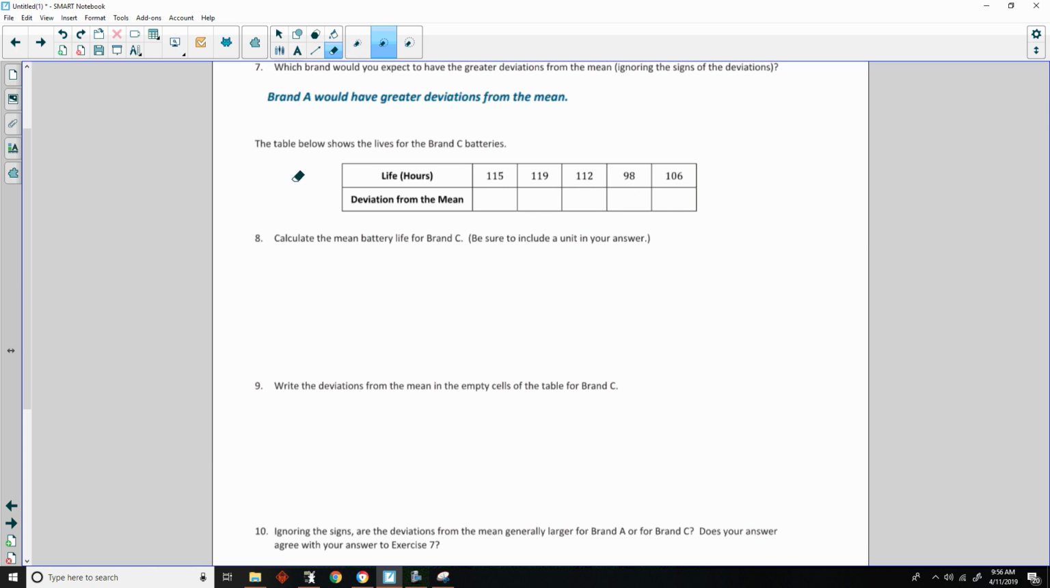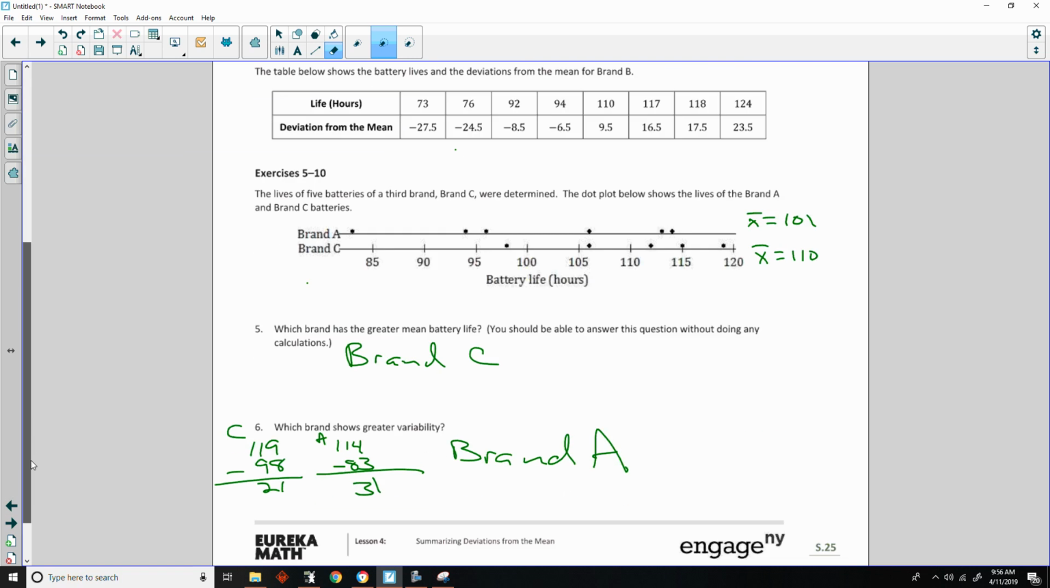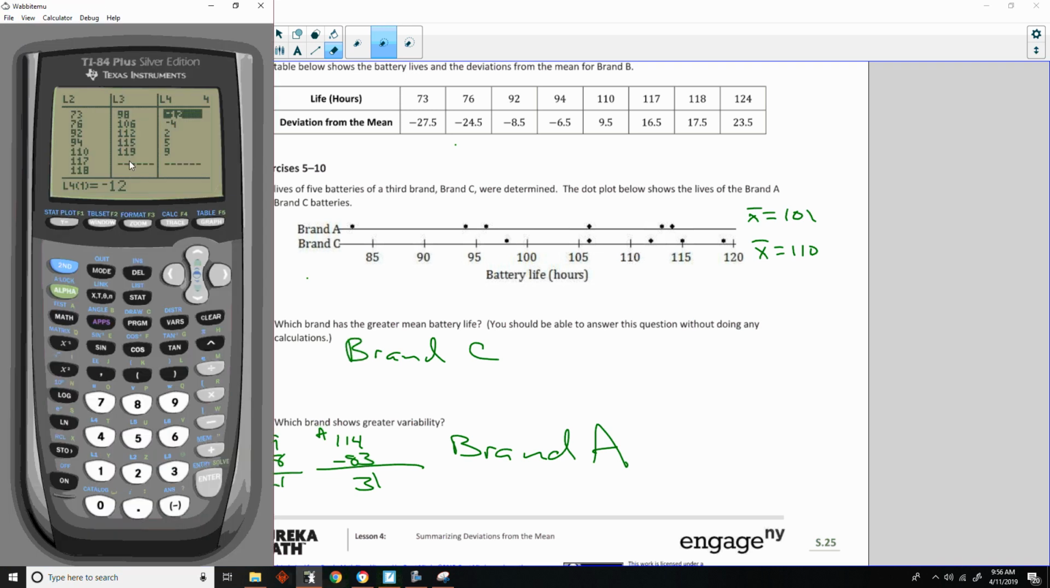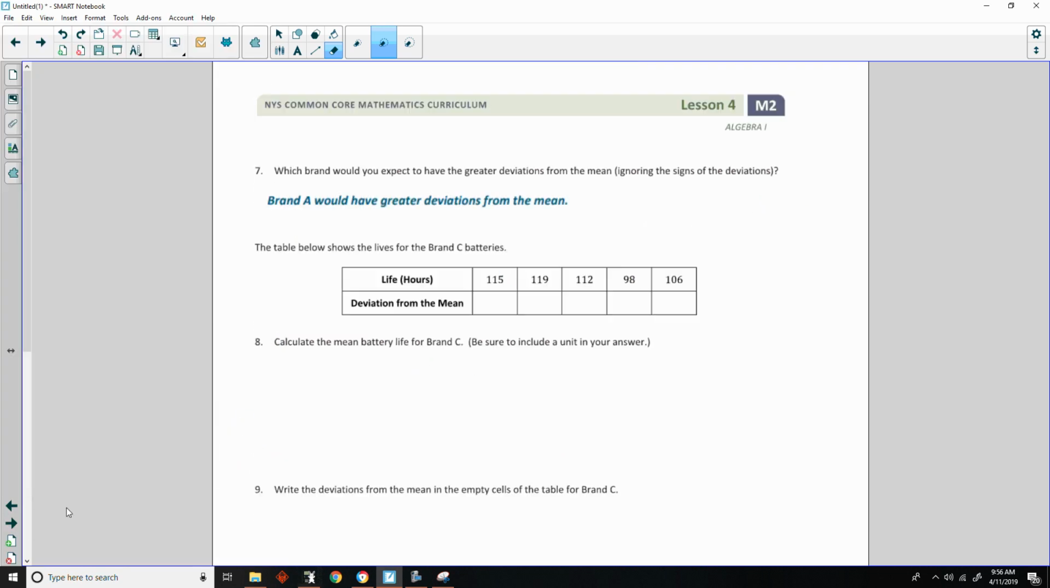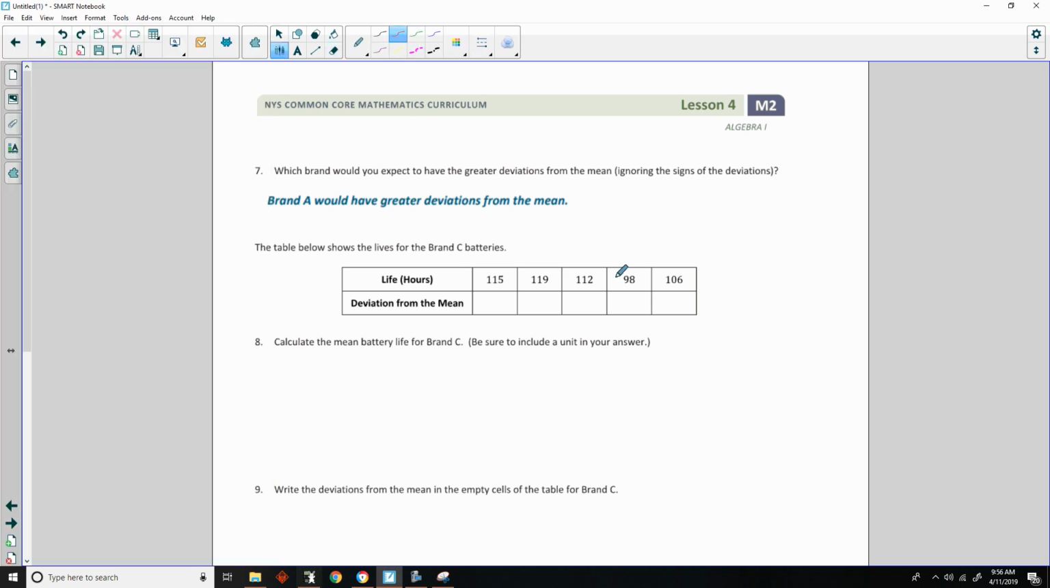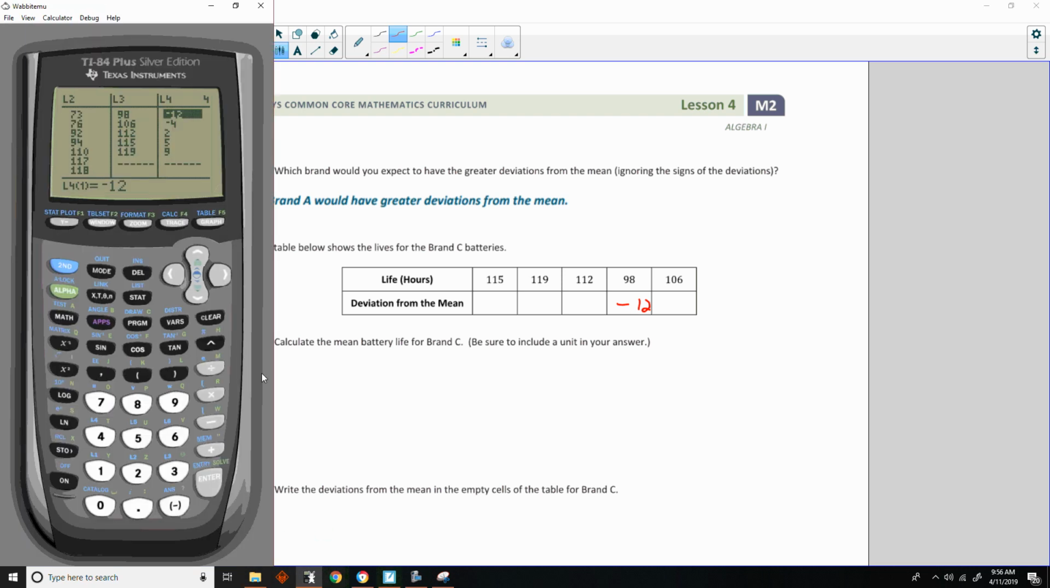The table below shows the lives for the brand C batteries. Let me go back. Here's brand C, 98 all the way up to 119. What do I have in my calculator? 98 up to 119. But then when I go to this page here, it says life in hours 115, 119, 112, 98, 106. Oh, I see, they're not in order. Okay, I see. So 98 was -12. -12 goes here. All right, they just didn't put them in order for some odd reason.